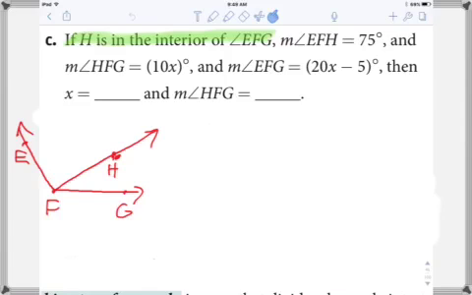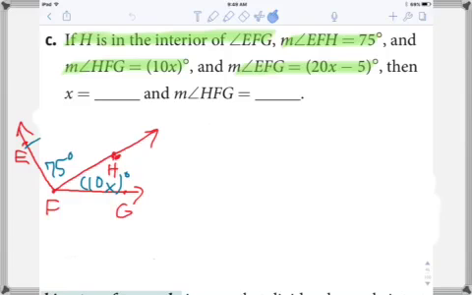As we continue to read the problem, the next thing we get is the measure of angle EFH is 75 degrees. So we're going to label that. We're going to go down to angle EFH, which is right here. So this is 75 degrees. And then angle HFG is 10x degrees, which is right here. And then we're also told that angle EFG is 20x minus 5 degrees.